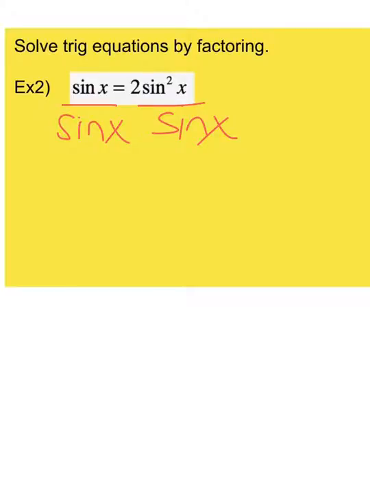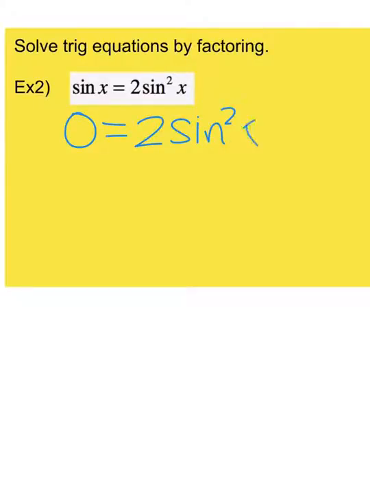So rather than dividing both sides by sine of x, what we're going to do is get everything to one side of the equation, just like we did with the last one. So either 0 equals or equals 0. In this case, since I want to keep my squared term positive, I'm going to subtract sine of x from each side. So I'll end up with 0 equals 2 sine squared of x minus sine of x.